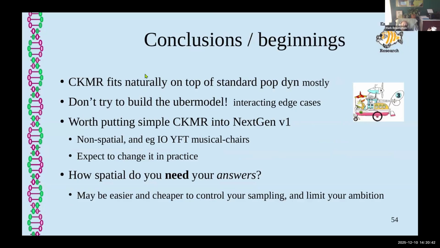So close-kin, it really fits naturally on top of standard population dynamics. There's a few tricks, but nothing you need to basically change. For goodness sake, don't try and build a next-gen framework that can account for every behavior that is seen in tuna and other fisheries that might affect close-kin. Keep it to the cases that you want to concentrate on and be prepared to modify it.